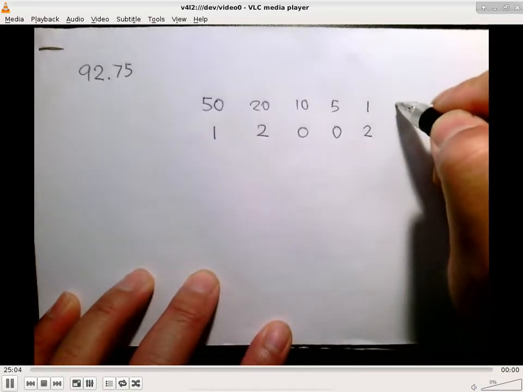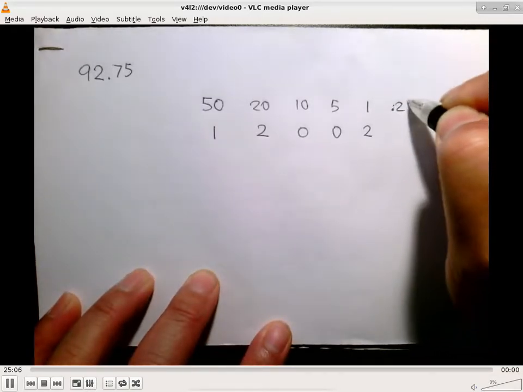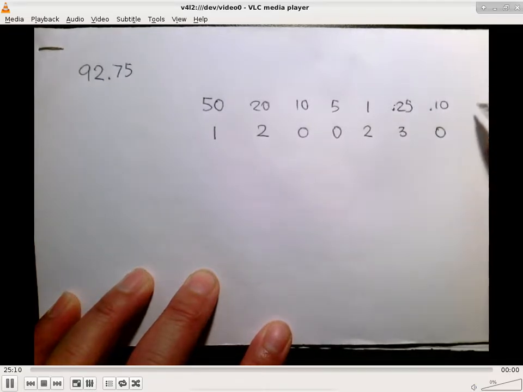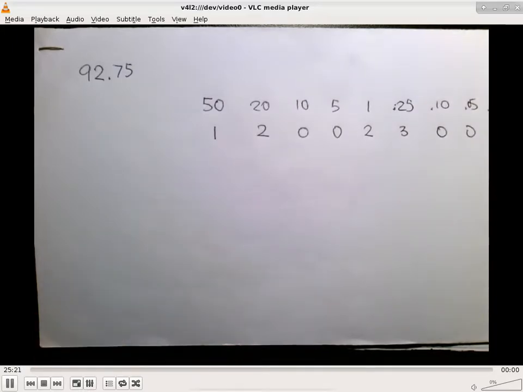Okay, then we have quarters, 3 quarters, dimes, and what about nickels and pennies? Okay, missing a 0 here. Okay, there we go. So we have a number.